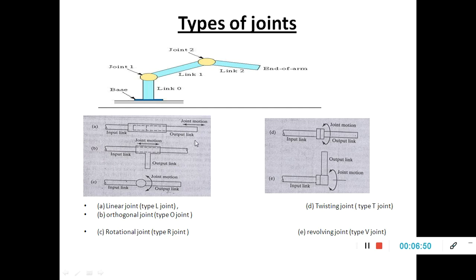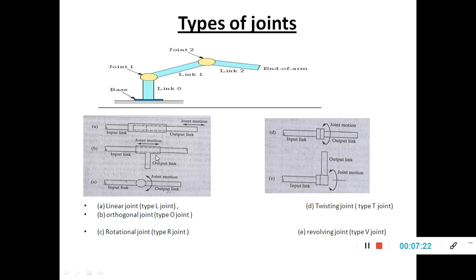The very first one is the linear joint. Here, this is the input link and this is the output link. One link has been inserted into the other, and that is nothing but the linear joint. In the figure you can easily understand how the linear joint happens. This is one link, this is another link, this is the input link and this is the output link. These two are joined in a linear way, that's why it is known as a linear joint.